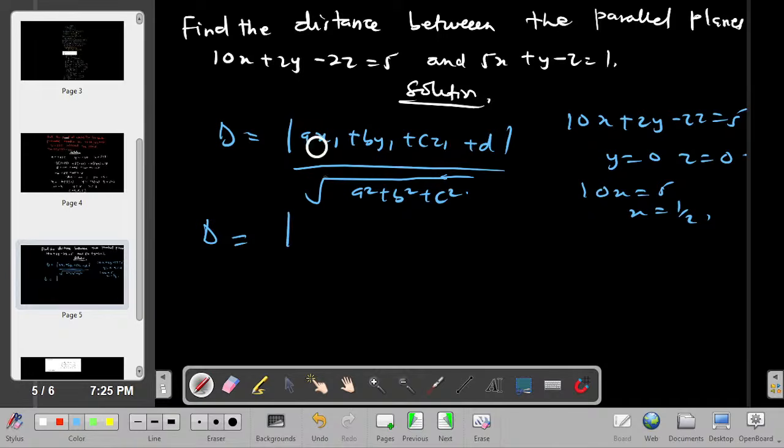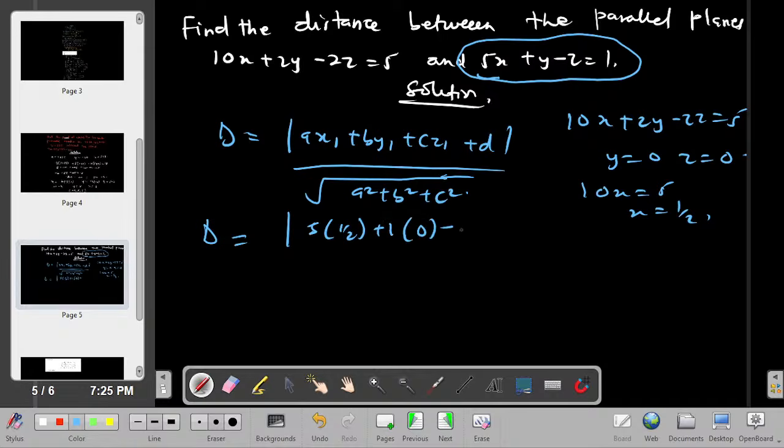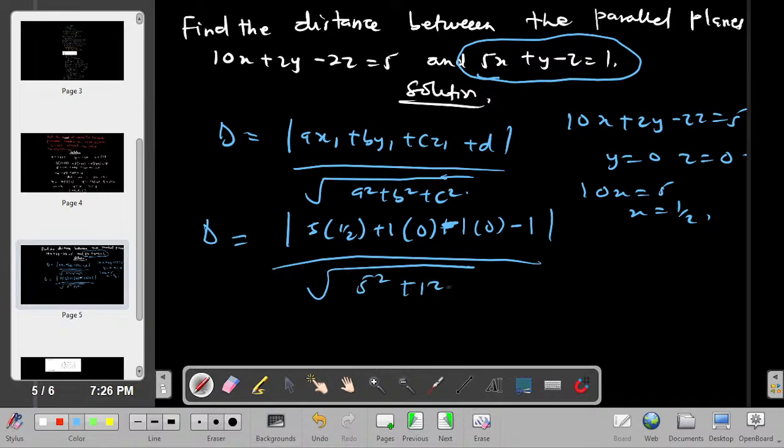So absolute of a, my a is simply my 5. Okay, this is my reference, the direction plane that I'm using. So I'll have my a, which is 5, multiplying half, plus b, which is 1, the coefficient of y, multiplying 0, minus c, which is negative 1, so becomes plus 1, multiplying 0, right? Okay, it's plus and it's negative, so it's minus. Minus 1 multiplying 0, then plus my d, which is minus 1, over absolute, square root of 5 squared plus 1 squared plus negative 1 squared.